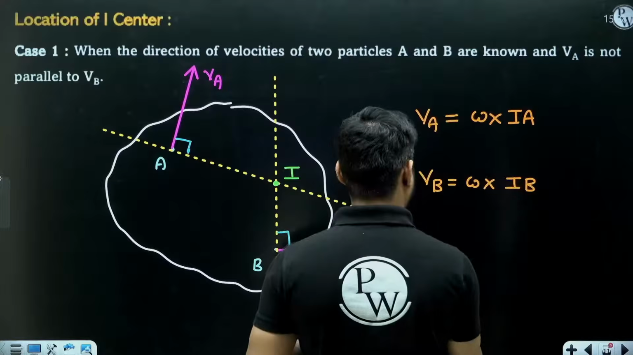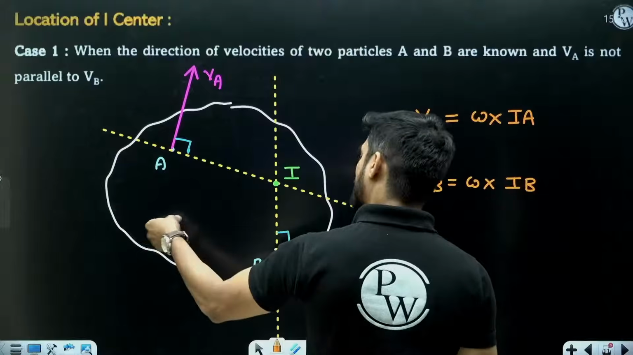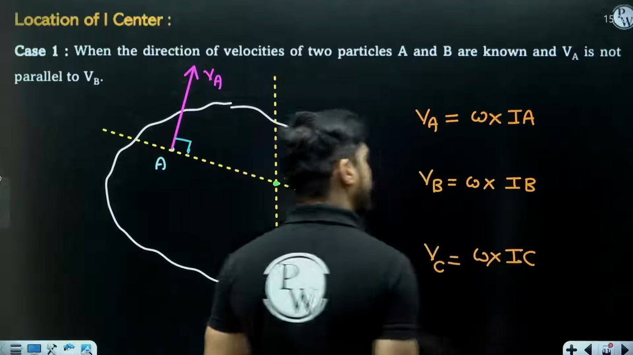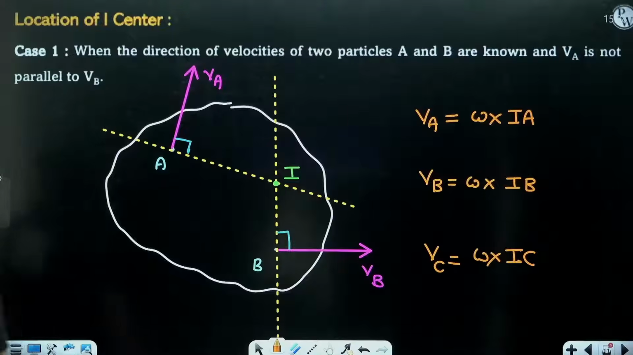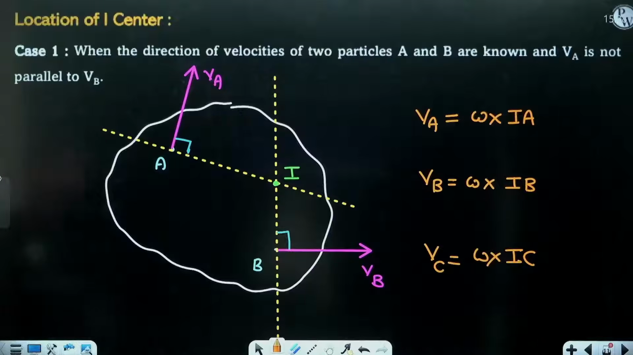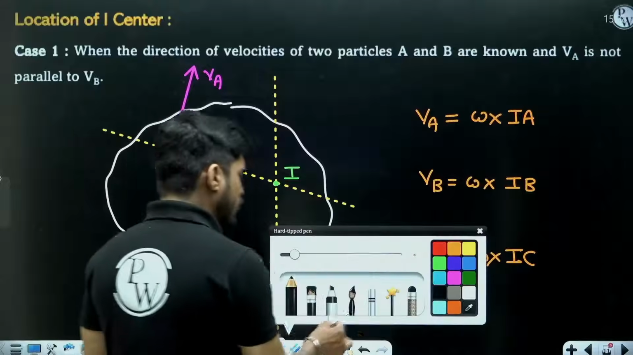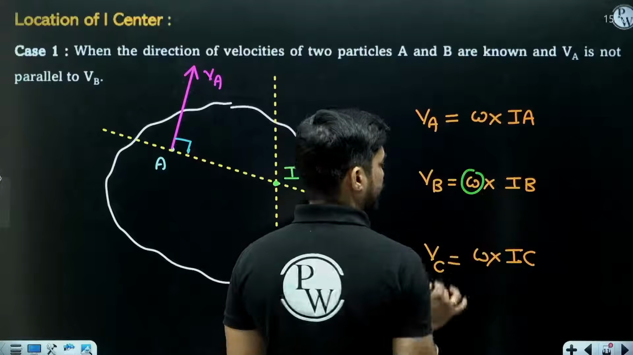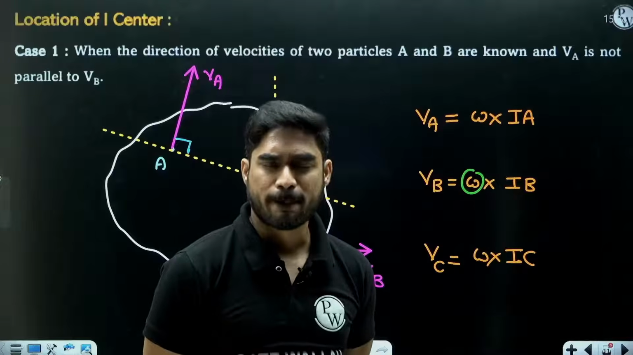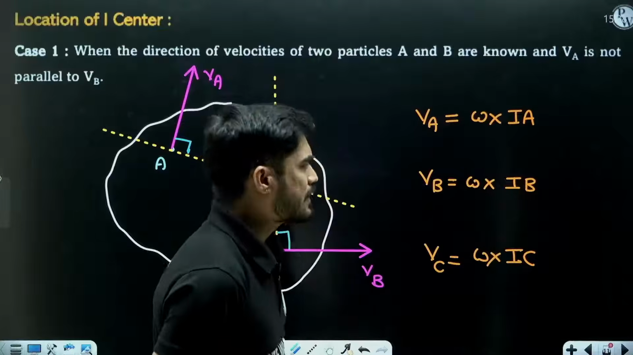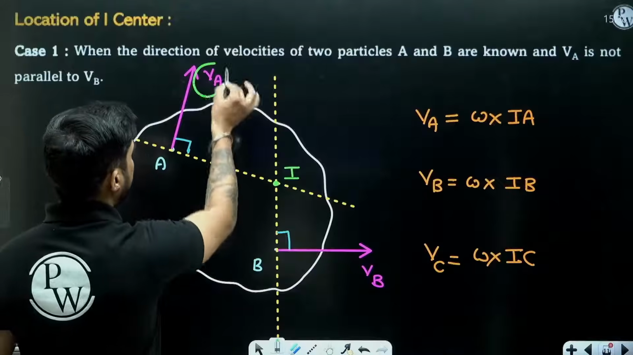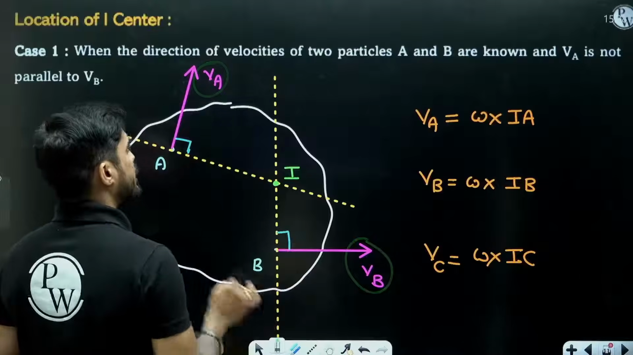If let's say there is some other particle C, you can find the velocity of that particle also. VC will be equal to omega into IC. So you just need to find the location of this I center. Okay, sir, how will we get the value of omega? In order to find the value of omega, you will have something. For example, in some questions, they will directly give you the value of omega. But in some questions, they will give you the magnitude of one of these velocities. For example, let's say you have VA.